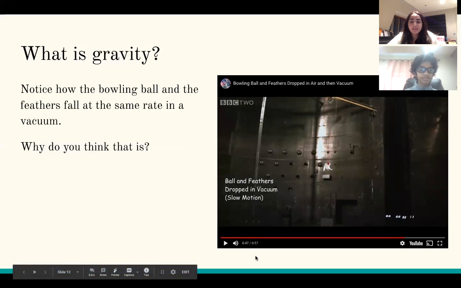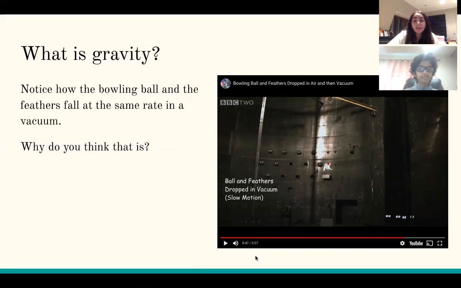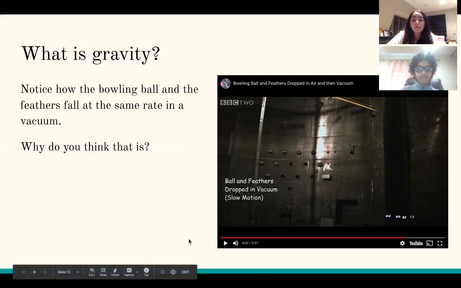The main idea of this video is to identify that the bowling ball and the feathers drop at the exact same rate in a vacuum. And more traditionally, you would think that the bowling ball would fall faster because it's heavier, but that isn't necessarily the case, and we'll explore this more.